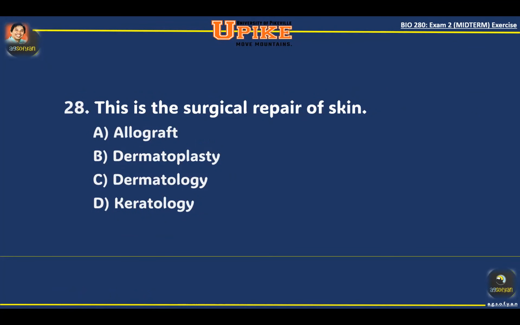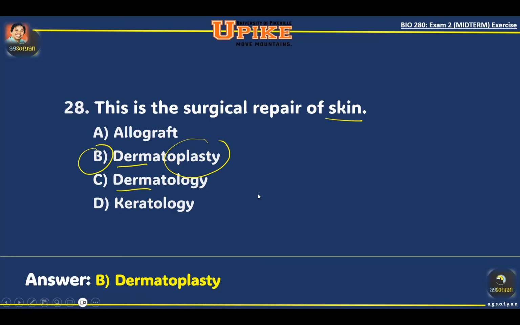This is the surgical repair of skin. So what is the name? Okay, skin, derm, so it should be one of these. But for repair it is called plasty. Okay, surgery that repairs something is called plasty. So it's going to be dermatoplasty. Dermatology means the science of the skin, which is not the answer. So the answer will be dermatoplasty. Just look at the keyword skin, so you're going to look for derm as skin.